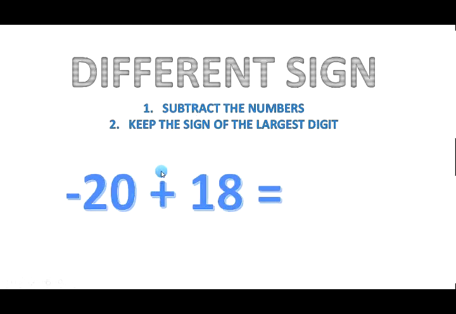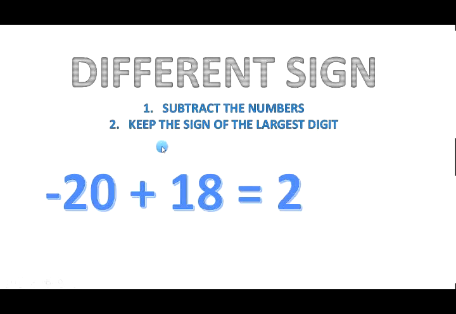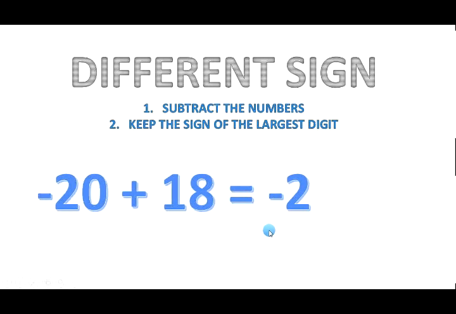-20 plus 18. Subtract the numbers. 20 minus 18 is 2. Keep the sign of the largest digit. The 20 is larger than the 18. So I would take the negative that is in front of the larger number and put it with my answer. And I would get an answer of -2. So those are my 3 different ways.